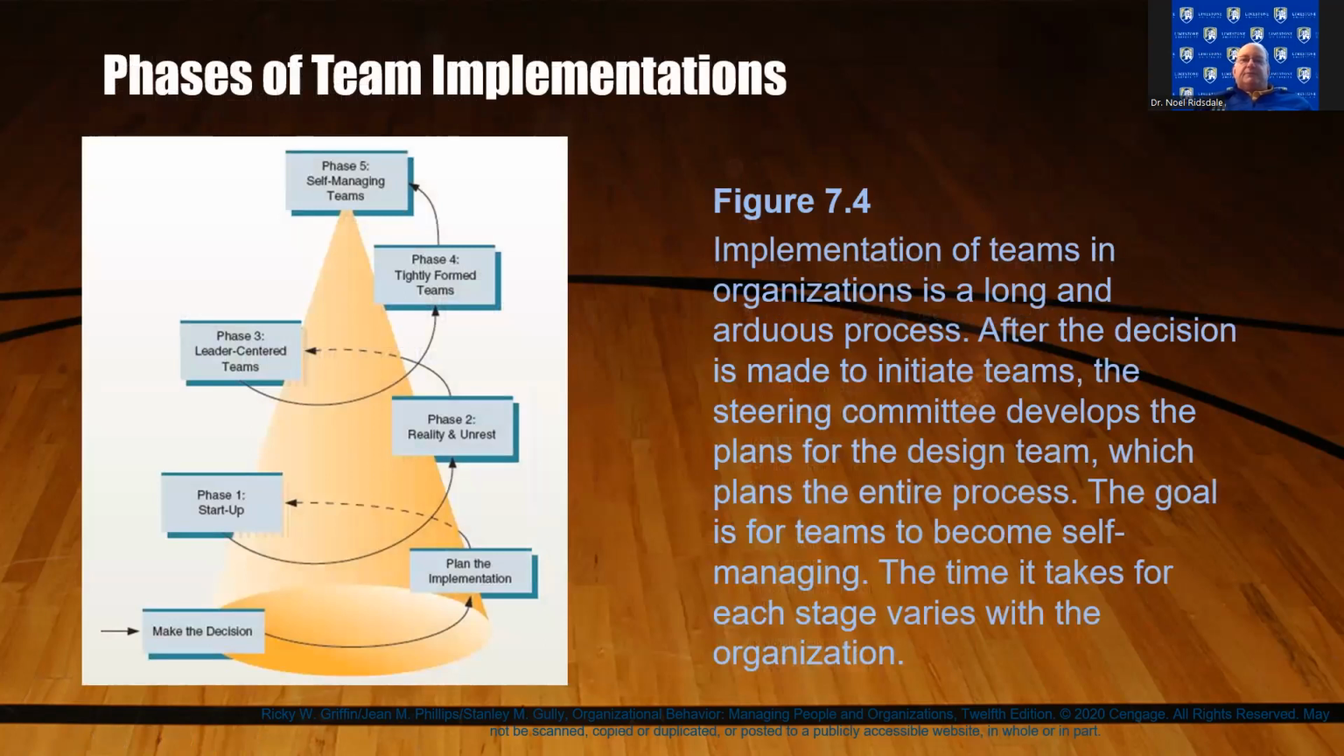Implementation of the teams, team phasing. Okay, so as you come in, this is what happens. The team makes a decision that plans the implementation and its startup, and then it goes to reality. Then you have a leader-centered team, then a tightly formed team, and then a self-managing team. These are the types of processes that a group will go through as it implements the teams aspect. So you go through this five-stage process when you decide to implement a team. You don't start out as a self-managing team, you grow into being a self-managing team.